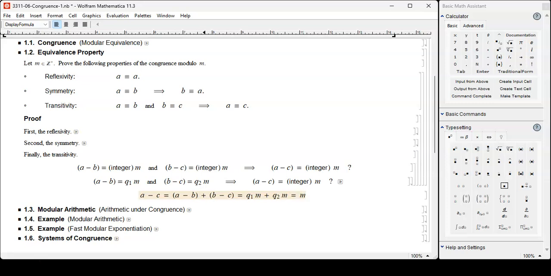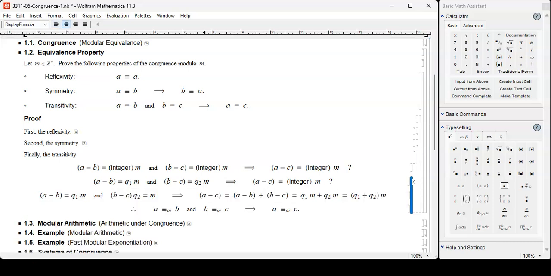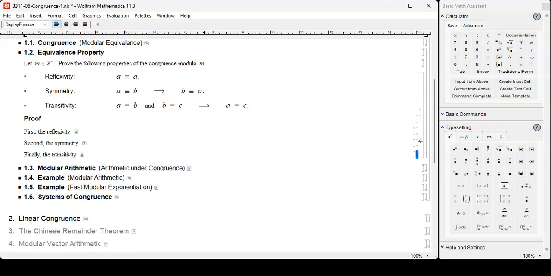So what do you get? Factor m out and we get an integer. Isn't that what we want to prove all along? a minus c is some integer times m. There goes the whole proof. The key technique here is to do this. This is what I wrote. As a consequence, we have the transitivity as well.